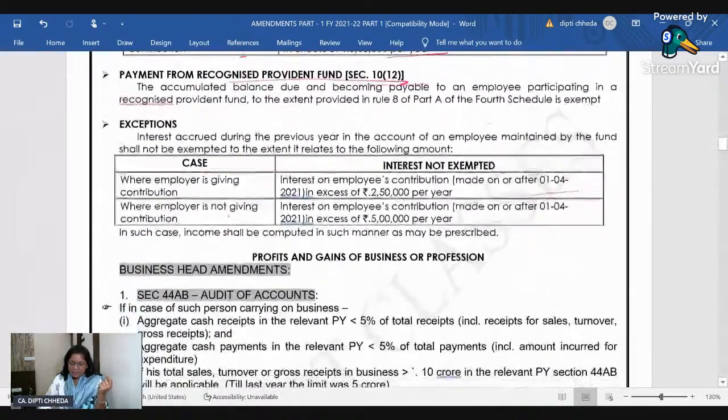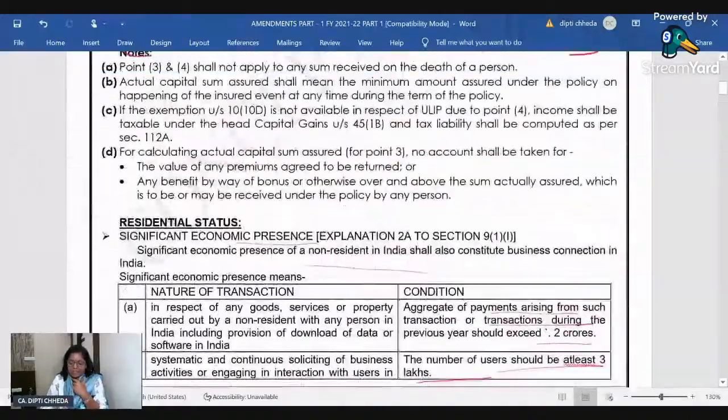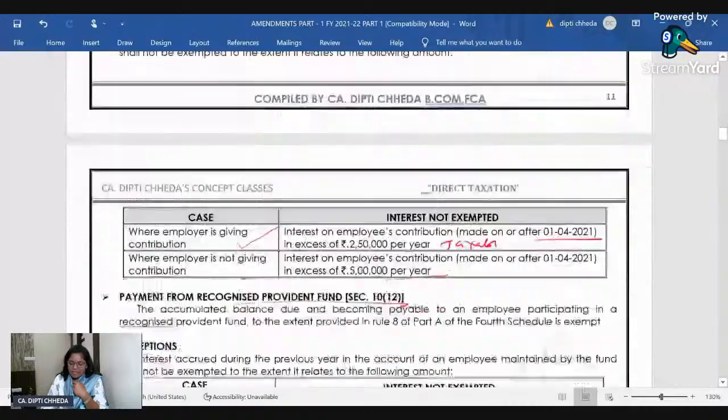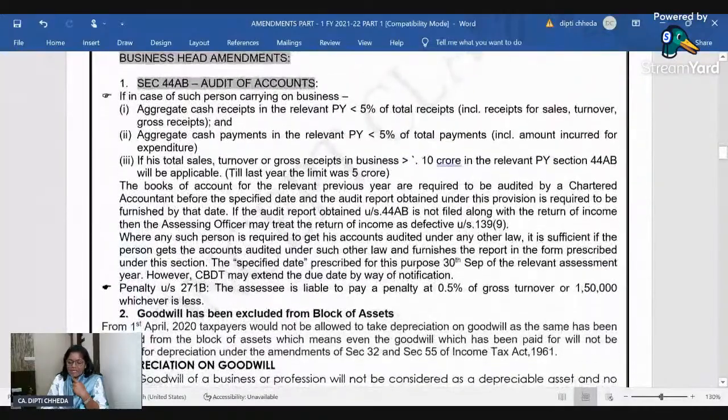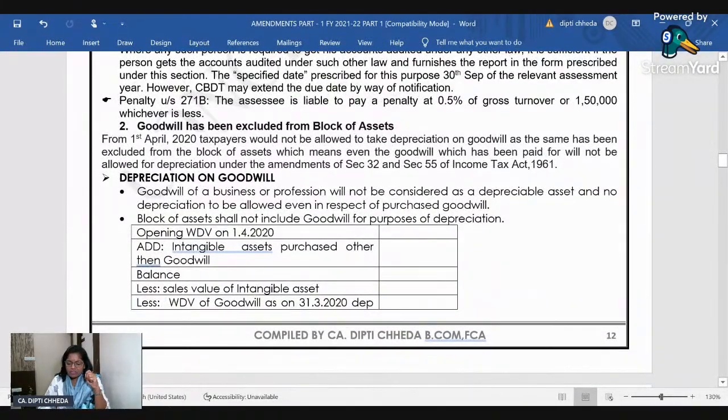ठीक है? Right. And we have already done the amendments for residential status. We have done amendment for taxability of LIC, including capital gain. Business head, I told you, tax audit limit where less than 5% is cash receipt and cash payment. So unke liye the turnover limit was 5 crore till last year. Now it has become 10 crore. Acha, goodwill, I have made some more addition because goodwill has been excluded from the block of the asset with retrospective effect.